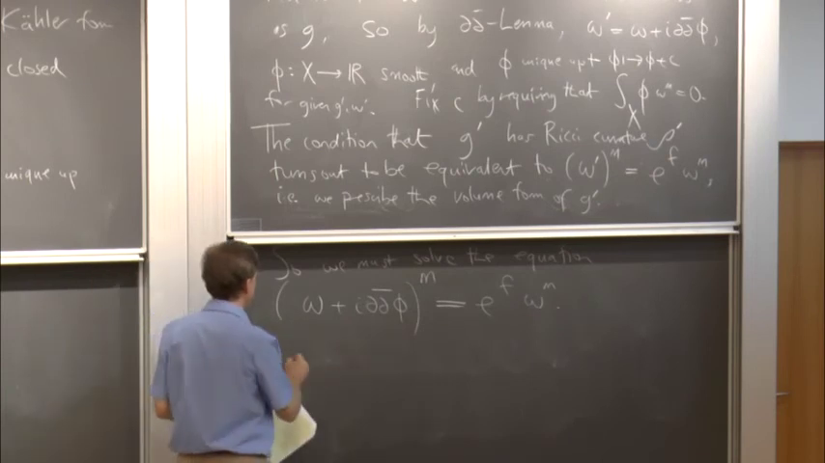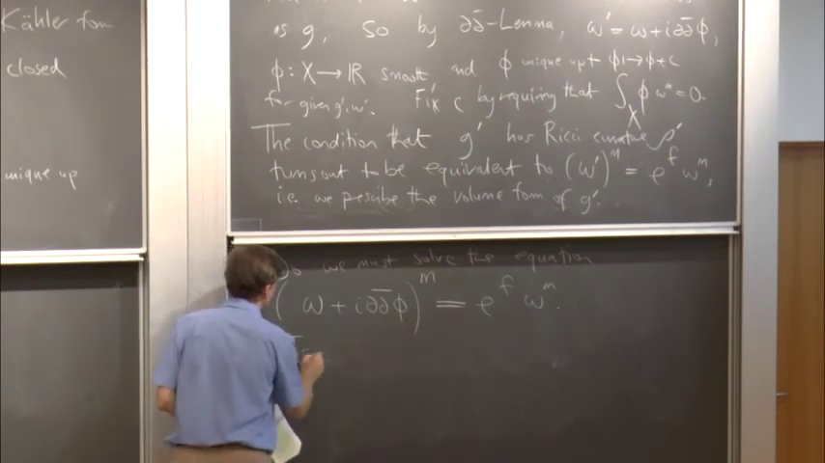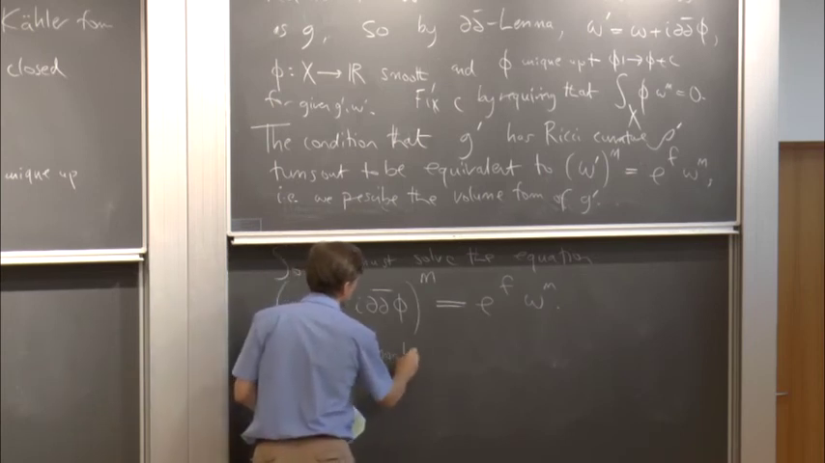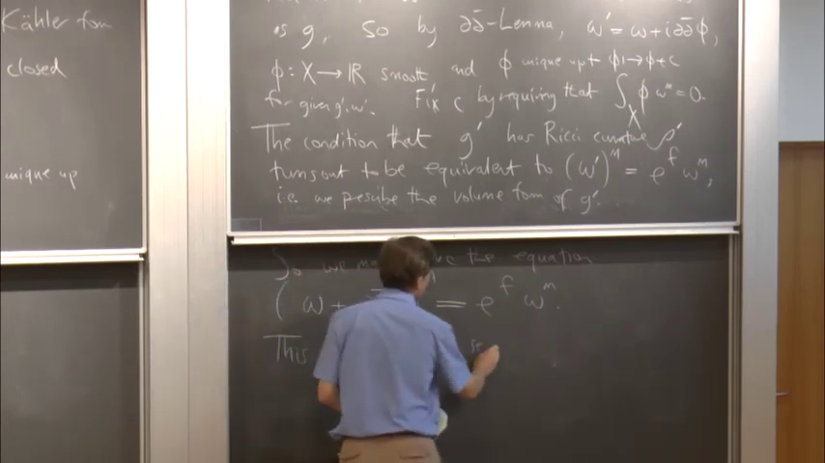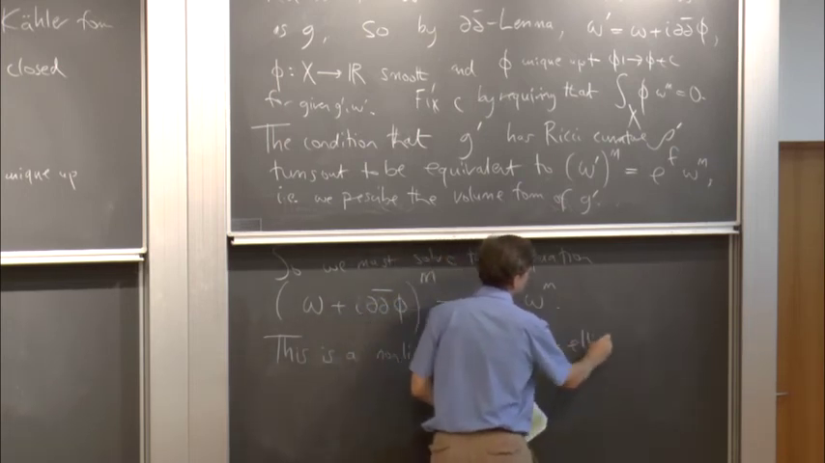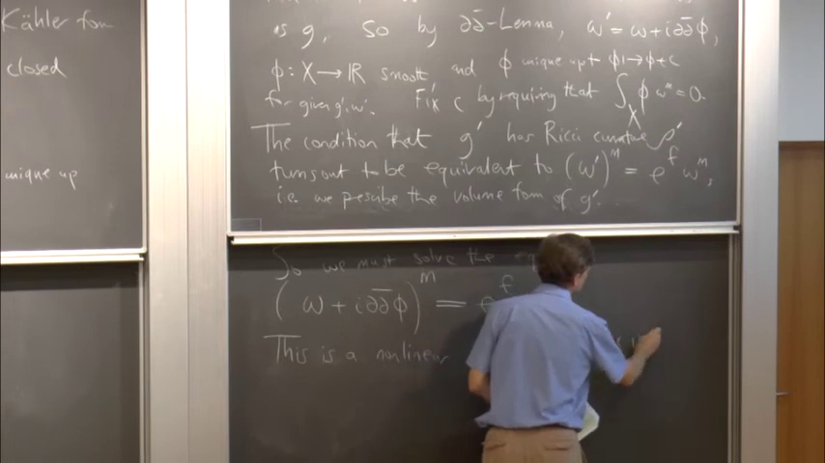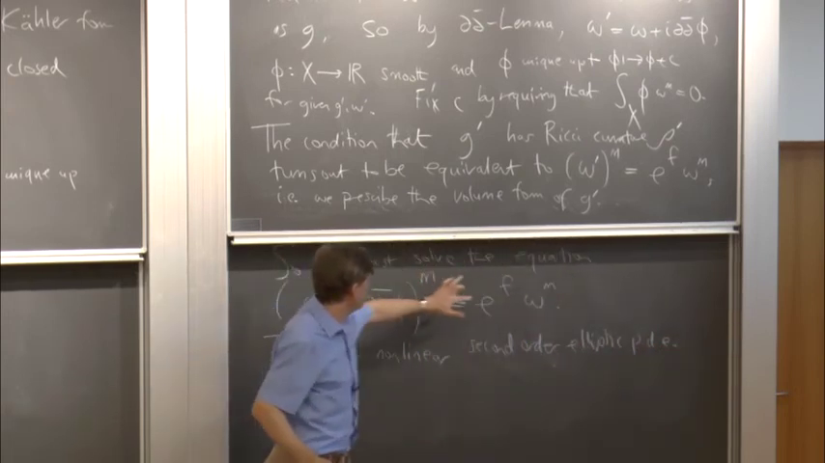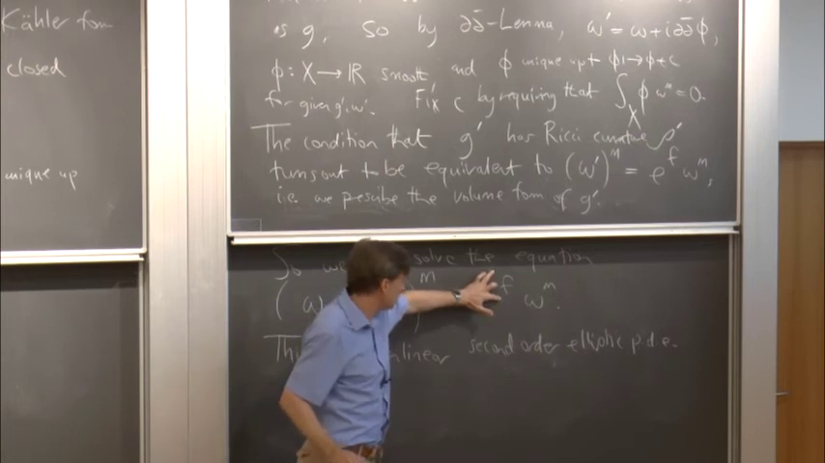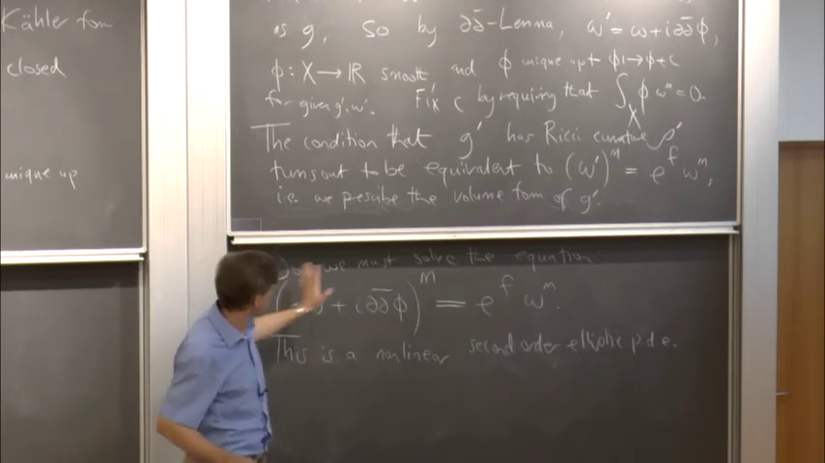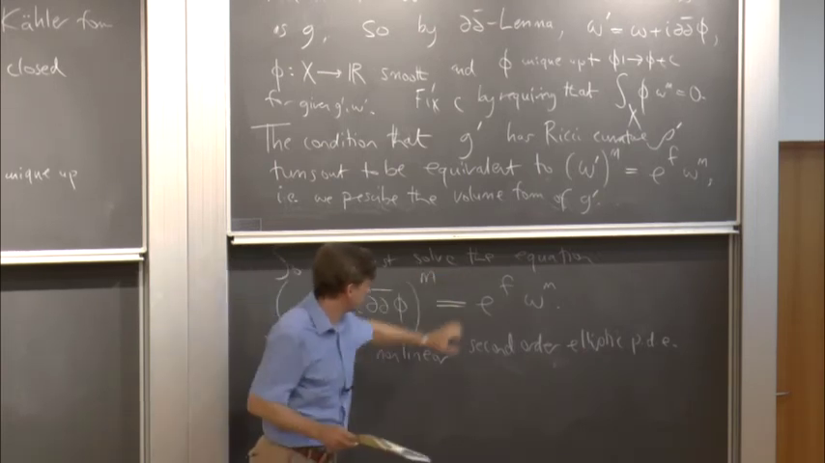And this is a nonlinear second order and elliptic PDE. Okay, so f is given. It's something you recreate from the Ricci form you're trying to make. φ is what you've got to find. So we've got to solve this equation for φ for given f.